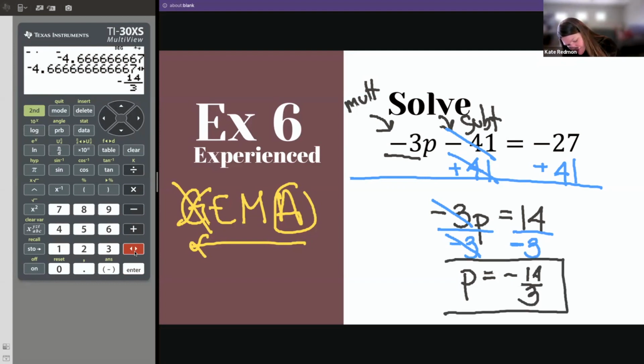What does a mathematician do when they're too lazy to divide? They use a fraction. That's why fractions exist, so I don't have to do ugly decimal division. You're welcome.